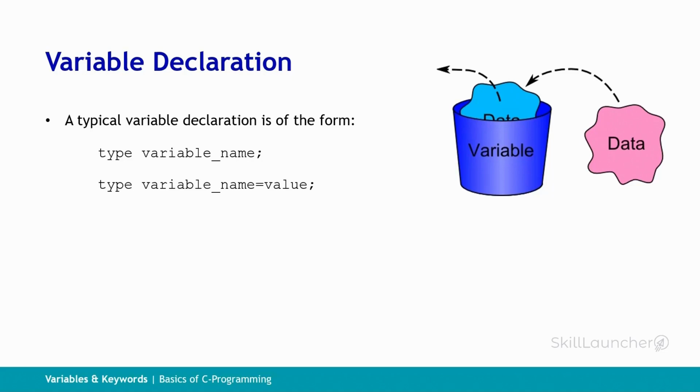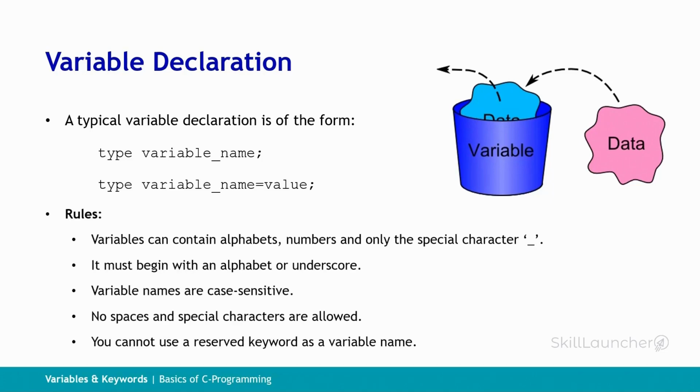Now the name of the variable can be composed of all the English alphabets, digits, and the special character underscore. There are some rules to write a variable name. A variable can contain all the 26 alphabets of the English language, lowercase as well as uppercase, all the numbers from 0 to 9, and among all the special characters, only underscore is allowed. A variable name must begin with an alphabet or an underscore. It should not begin with a number.